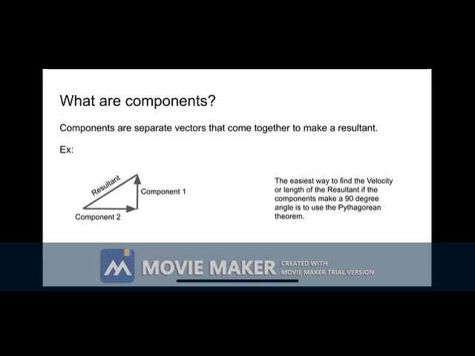What you see below is an example of two components put together to create a resultant. But in this example, it's using horizontal and vertical components; it is not always vertical and horizontal. And probably the easiest way to find a resultant, if the components happen to make a 90-degree angle, is to use the Pythagorean theorem.